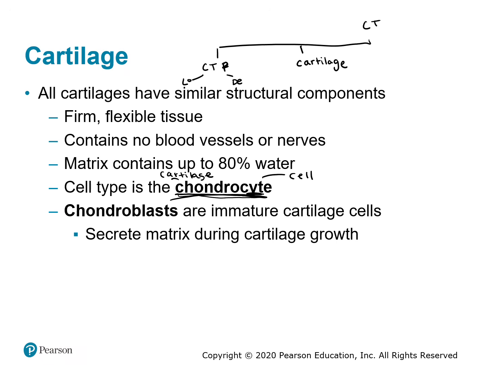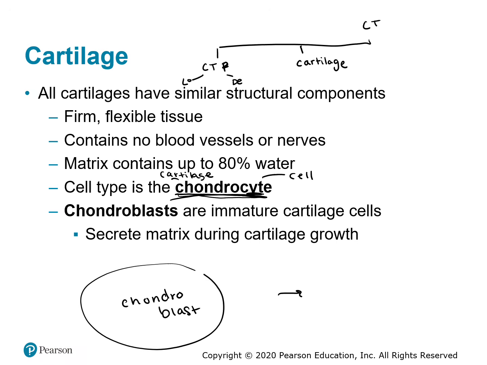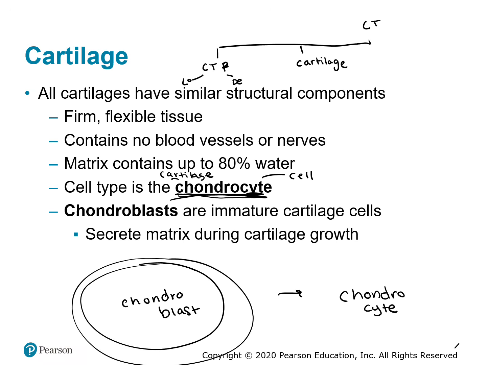Chondroblasts are immature cartilage cells. So you start as a chondroblast. You will eventually, after you secrete a bunch of matrix and do a bunch of stuff, become a chondrocyte. Same thing with bone. Start as an osteoblast, build your matrix, be mature, you become an osteocyte. Okay? Start as a blast, end as a cyte.